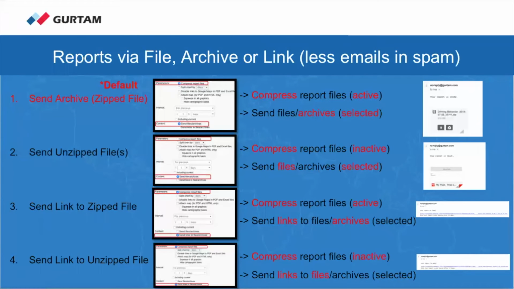So first, it's a pretty complicated slide, and here I'm telling you that there are actually 4 different scenarios of sending the report. One of the scenarios is the default one. That's when you send the archive, the zipped file with the report. Why is it the default? Because when you're creating a job, there are 2 little settings pre-selected. The first setting says compressed report file, and the second setting says that you are sending files and archives.